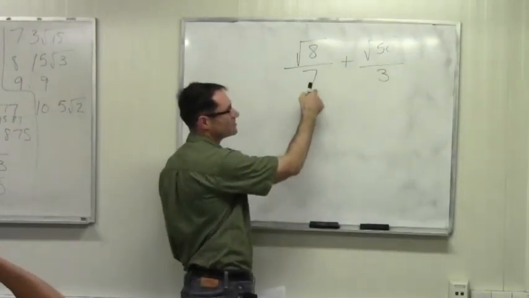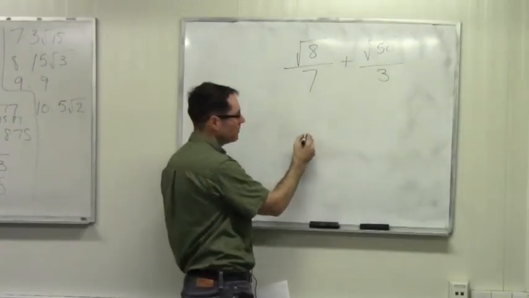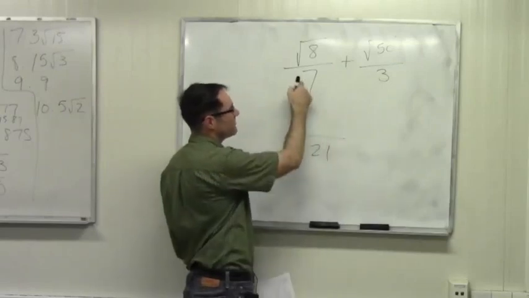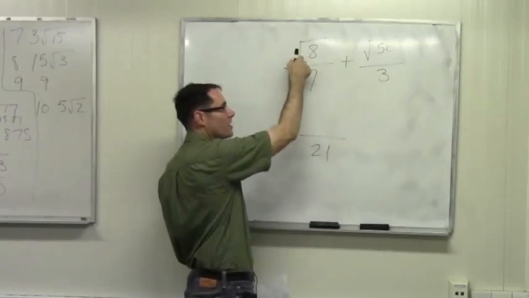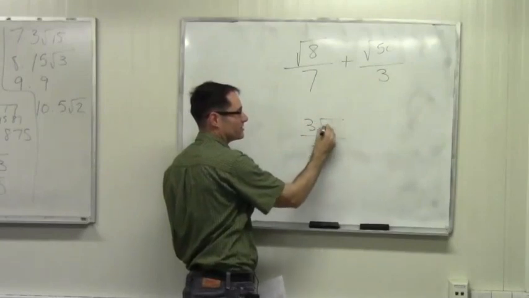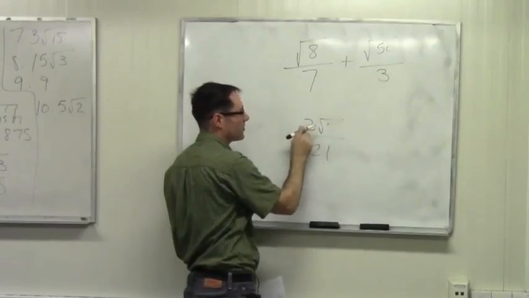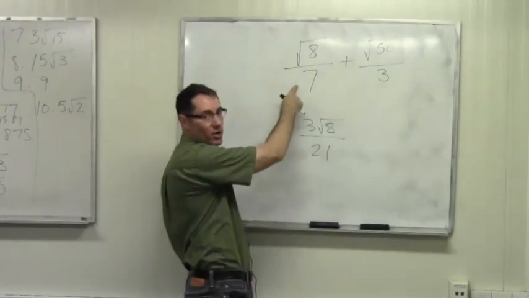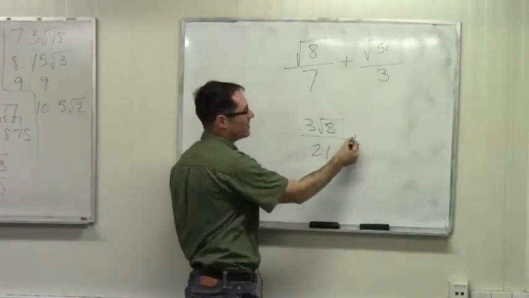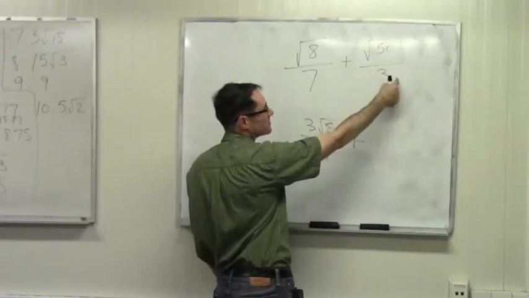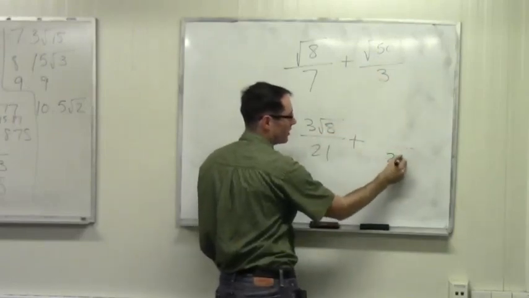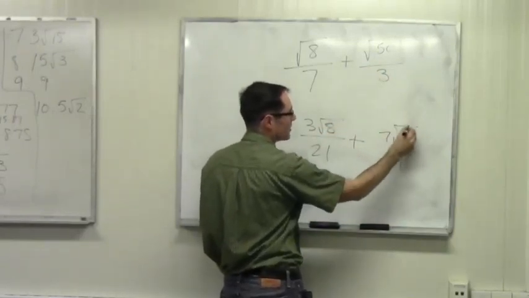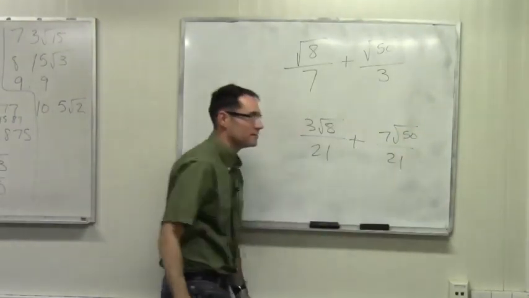What's the common denominator of 7 and 3? 21. So what's 7 times what equals 21? It's going to be 7 times 3 equals 21. So 3 times the square root of 8 is what you do on the top. Whatever you do on the bottom, you multiply on the top. Plus 3 times 7 gives you 21. 7 times the square root of 50 gives you the answer.